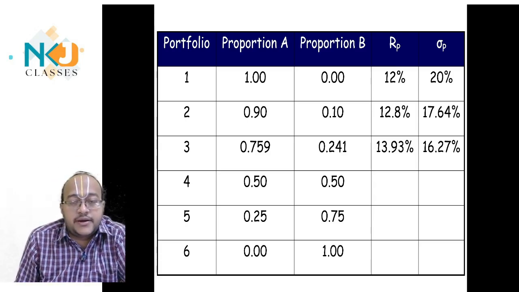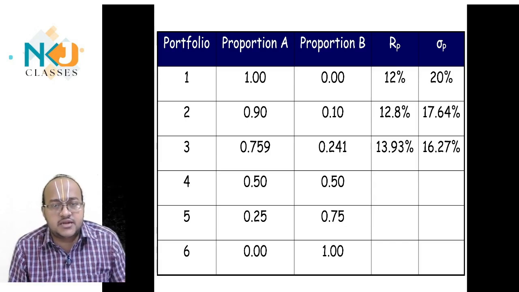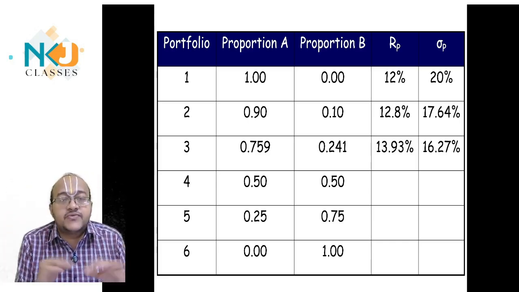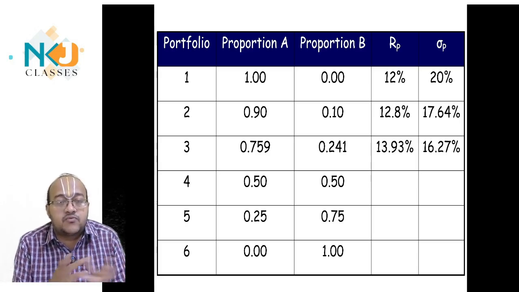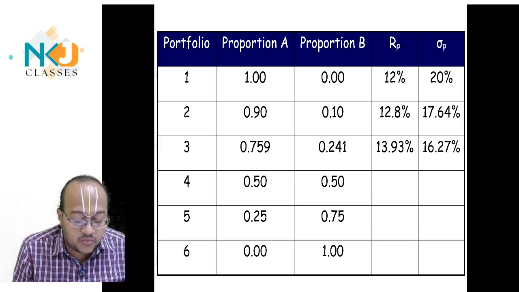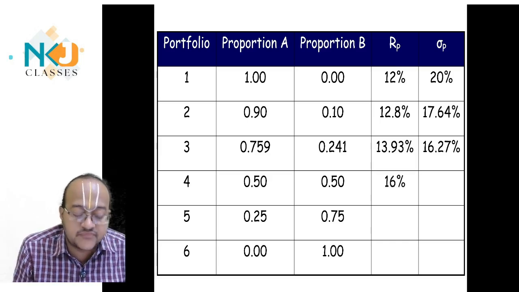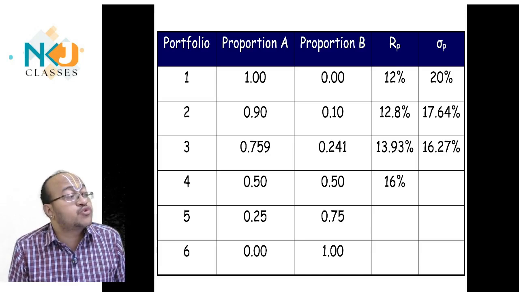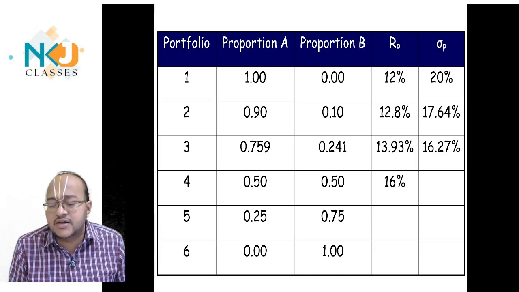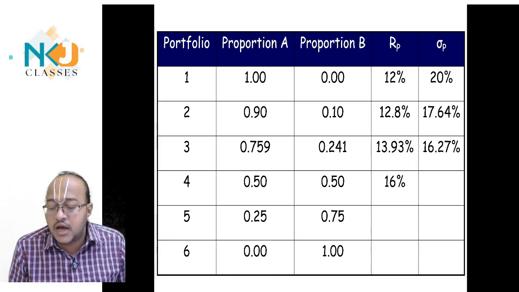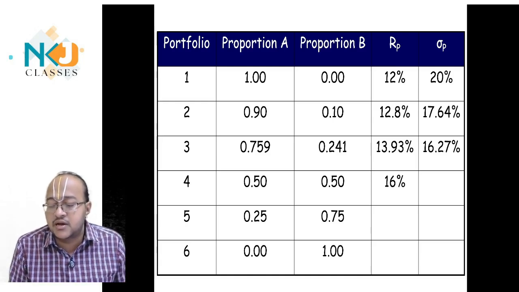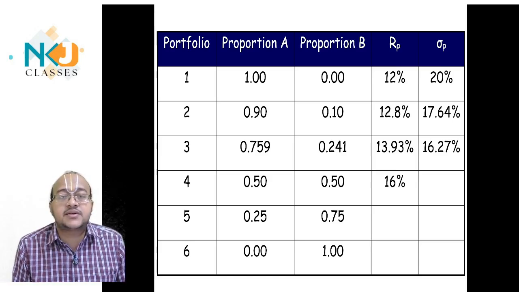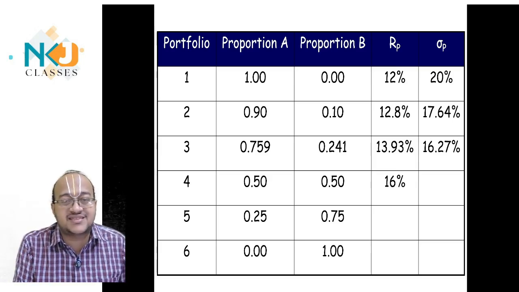This is so favorable. So what I do, I reduce security A's weightage further and increase security B's weightage, right? I make it 50-50 instead of 75.9 and 24.1. Are you understanding? What is happening? Return is increasing further to 16%, from 13.93 to 16%. How did I get 16%? Weighted average return of the individual securities. 50% into 12 is 6%, plus 20% into 50%, how much is that? 10%. 10 plus 6 is 16%. Are you all understanding how I got the 16%?